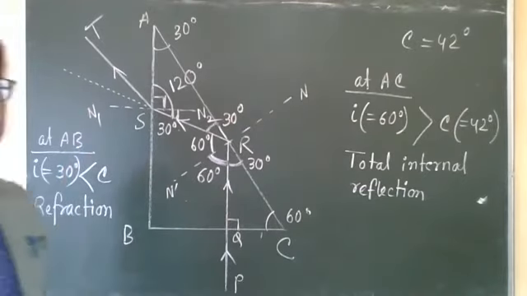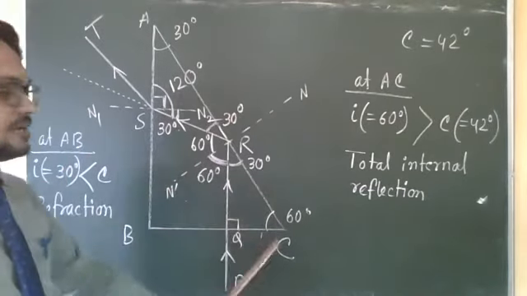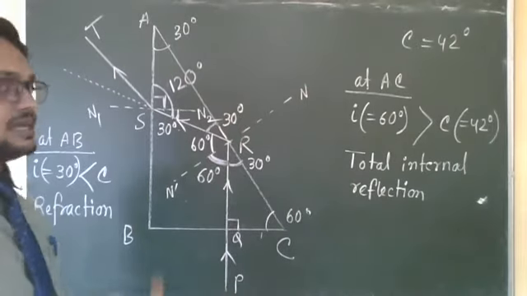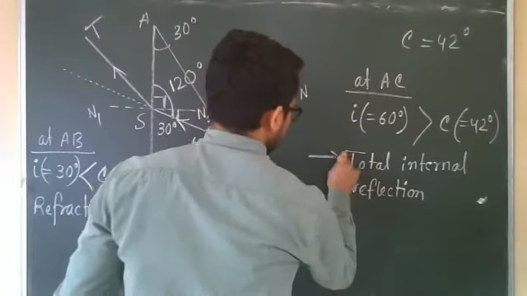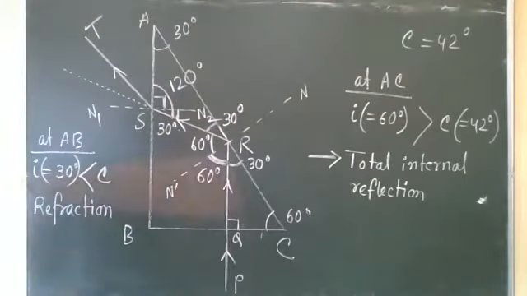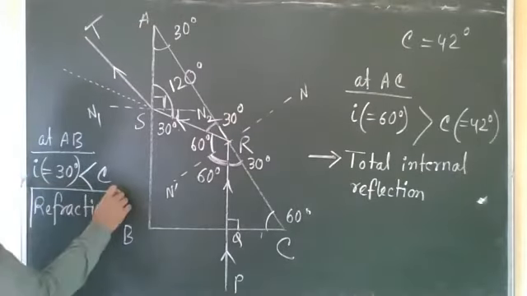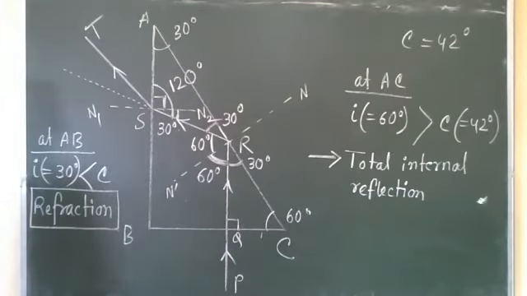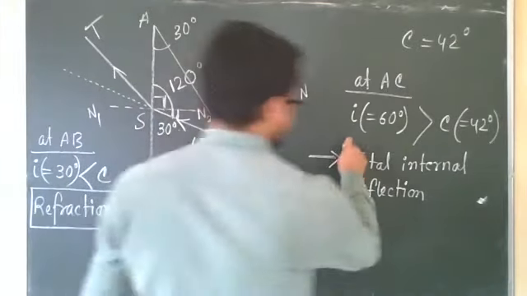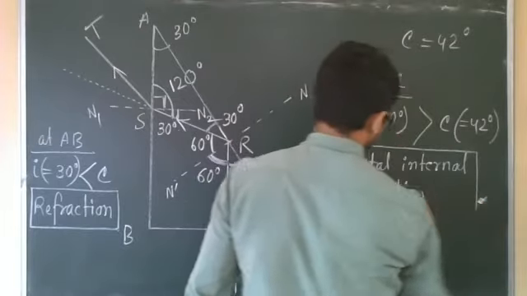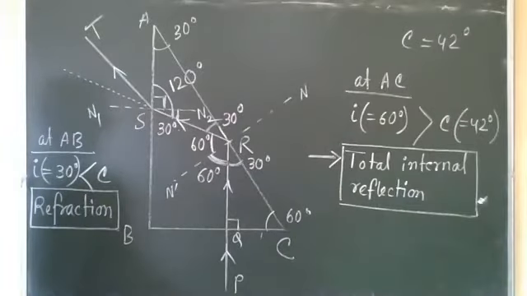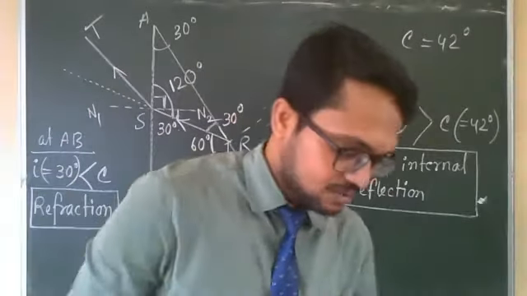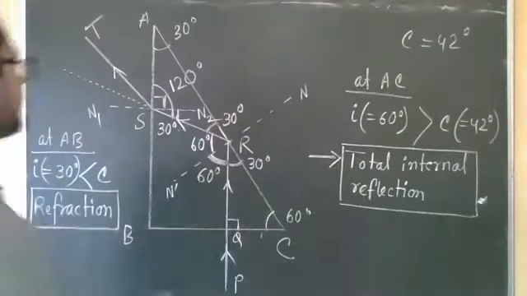Which surface is behaving like a reflecting surface? Surface AC. Which phenomenon is occurring at AC? Total internal reflection. Which phenomenon is occurring at AB? Refraction. So these are two short questions with the ray diagram. Clear? Come to the next ray diagram. I am erasing this.